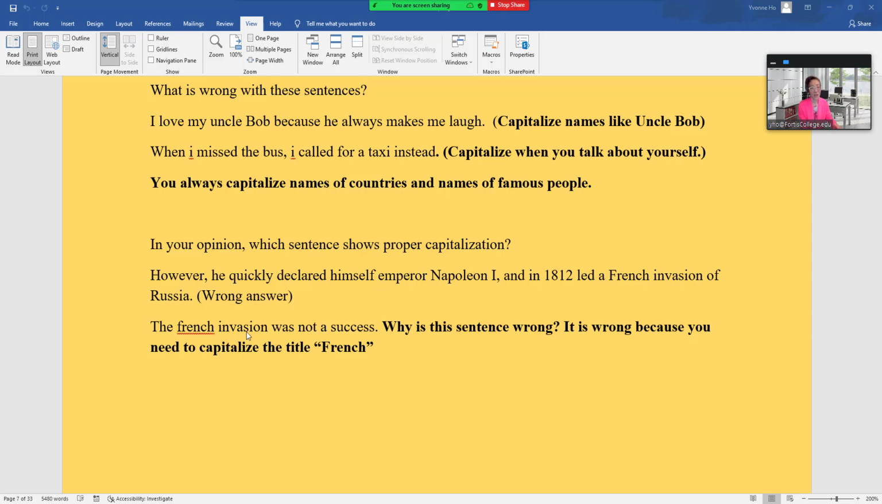The French invasion was not a success, and so you have to capitalize names of countries. So the French invasion, the Spanish invasion, the British invasion, the Chinese invasion. So anytime you have a name of a country or a name of an ethnicity, you have to capitalize it because it's a proper noun.